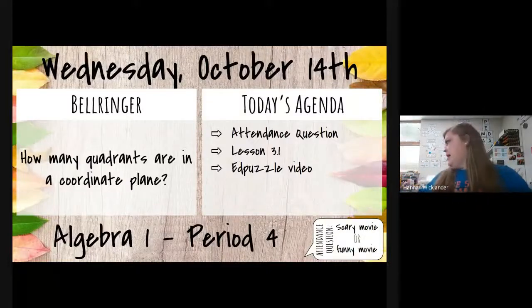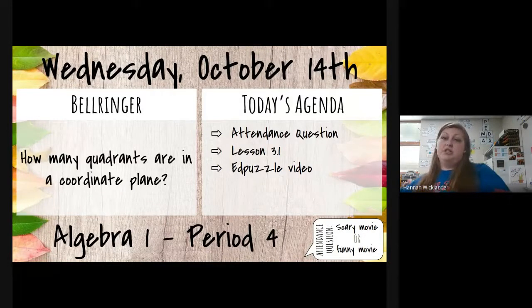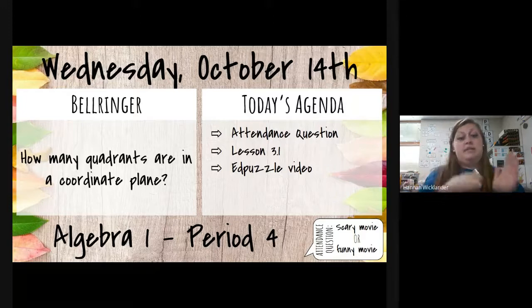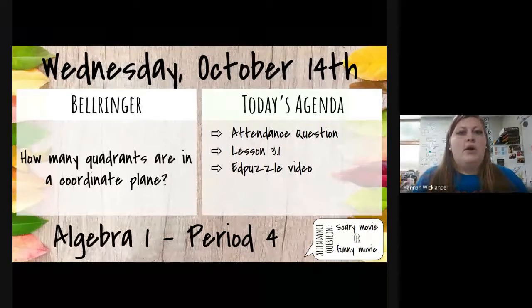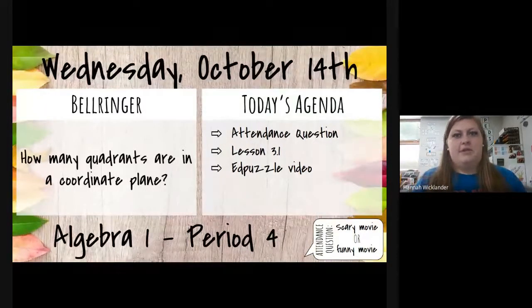We're starting chapter 3. We're going to skip chapter 2 and do it later, but you finished chapter 1, that's why you took the quiz, and now we're moving on to chapter 3. Chapter 3 is all about the coordinate plane and graphing equations. My favorite part of algebra. I love graphing. It's going to be so much fun.